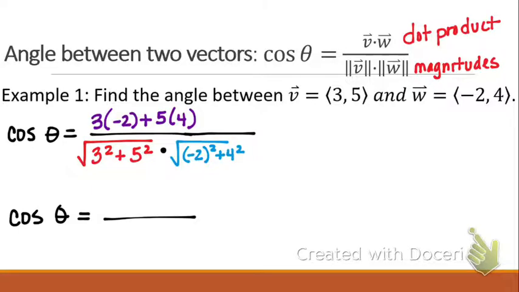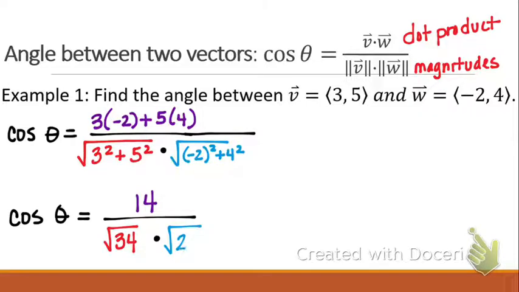So we actually did this example. So what is this? 14. Negative 6 plus 20 is 14. All right, so what do you get here? What's 3 squared plus 5 squared? 34. And no calculator. That's impressive. And then for my second magnitude, we have 2 squared plus 4 squared. 4 plus 16, 20.